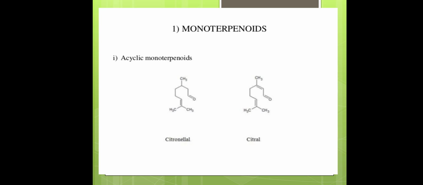Here the ring is acyclic, that's why the monoterpenoid is called acyclic. This is the example of citronellol. Here a carbonyl group is there, but the structure is acyclic. In this, a cyclic ring is not there, so this is an acyclic monoterpenoid. The second example is citral, which is present in the lemon.